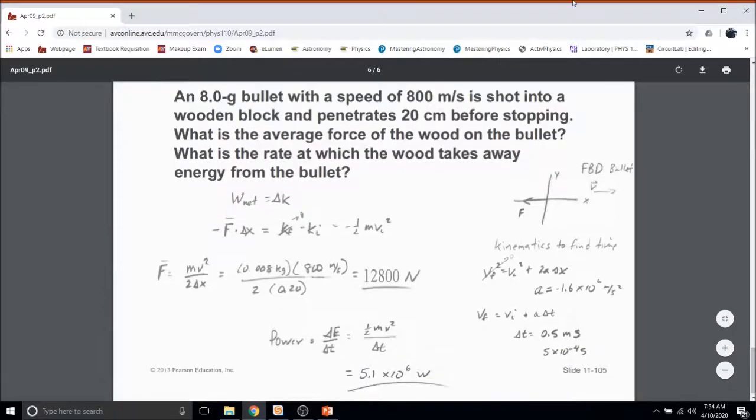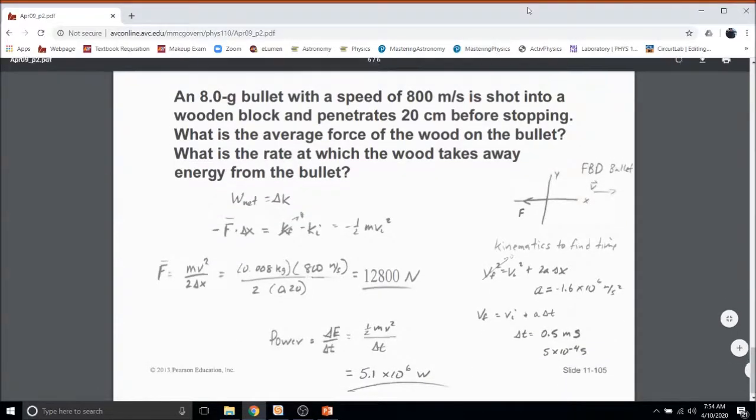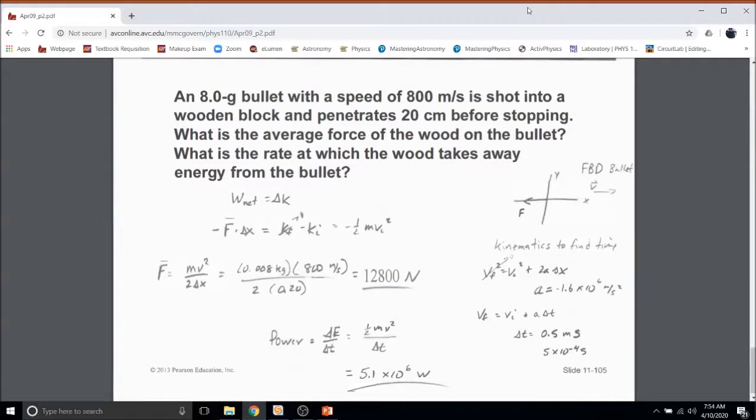Okay, last problem here. And this is a great problem because it incorporates everything we've talked about up to this point, everything in this chapter. So this is a fantastic way to finish this here.